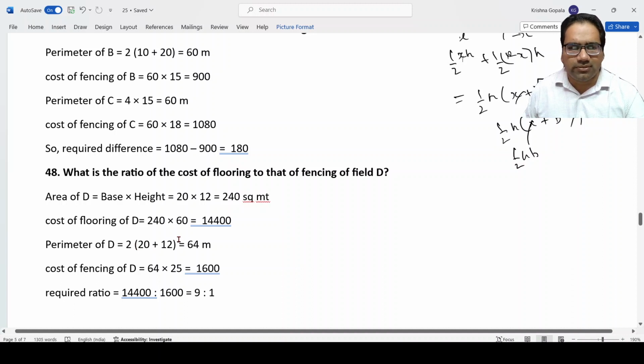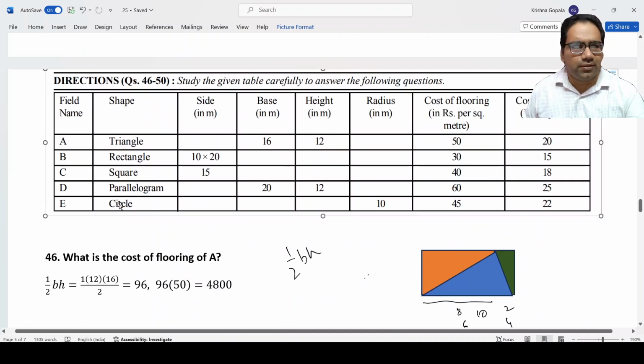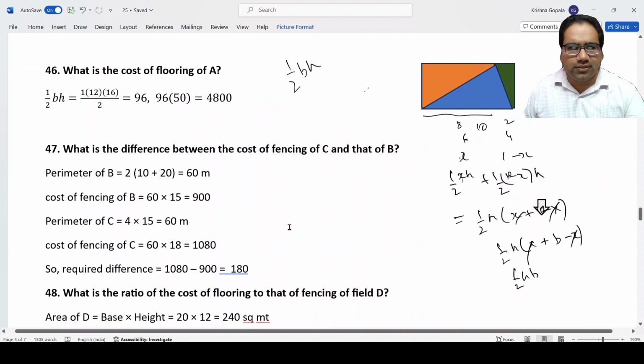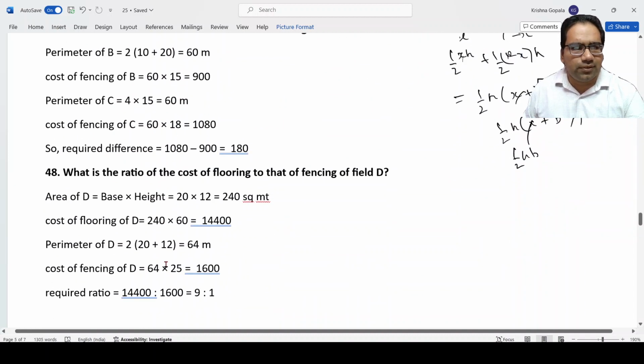2 times length plus 2 times breadth. 2 into 20 plus 12, 2 into 32, 64 meters. 64 into 25, which is already given as the fencing cost for the parallelogram. 64 into 25 is 1600. So 14400 plus 1600, which is 16 nines are 144. So 9 is to 1 is the ratio.